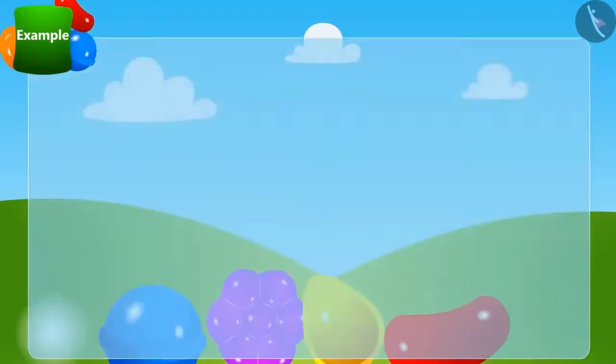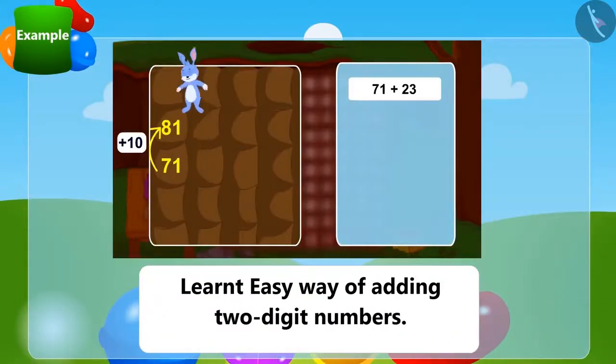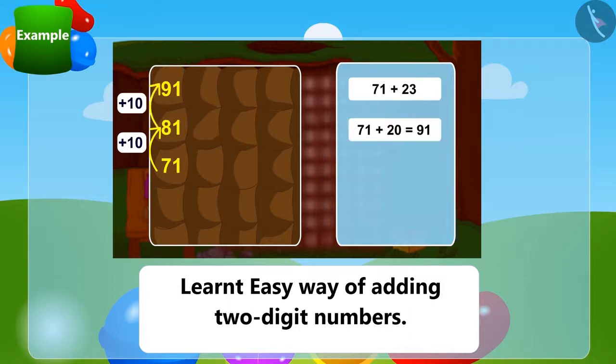Children, in this lesson, we learned the easy way of adding 2-digit numbers. We will learn more about this in the next lesson.